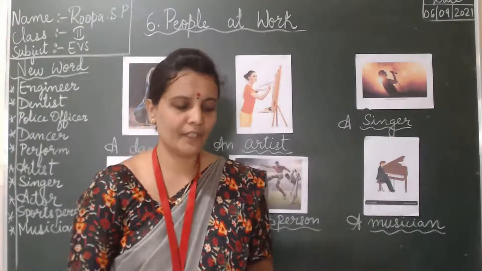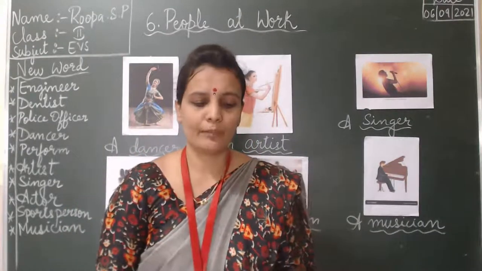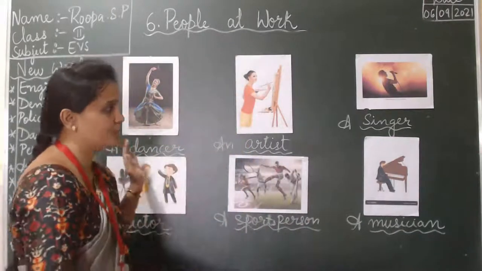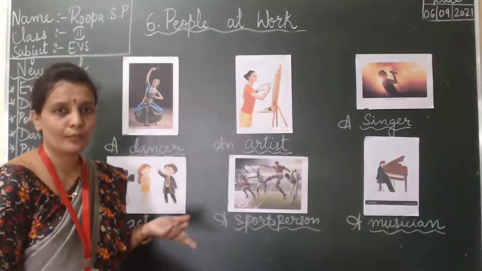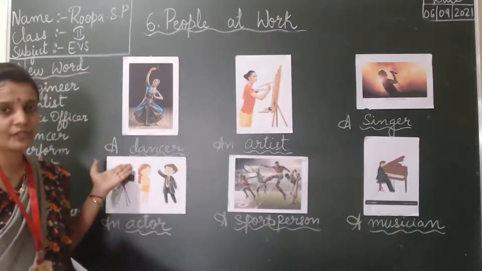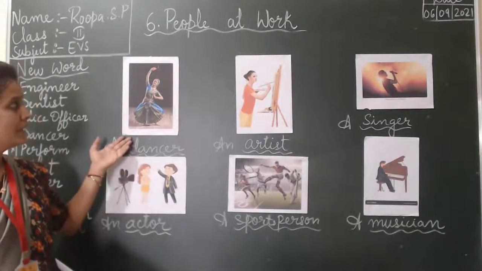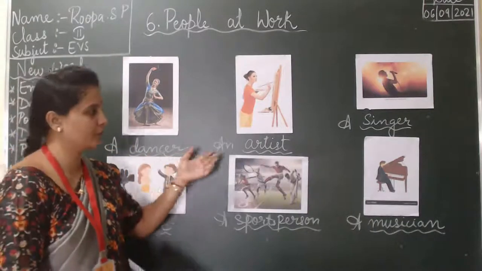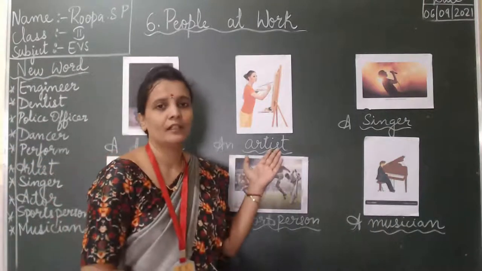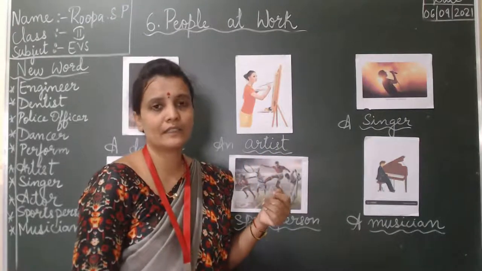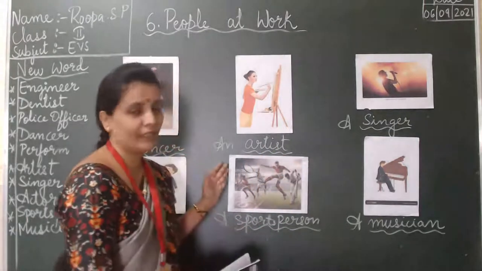These are the people who turn their hobbies into their profession. A dancer performs on stage, it might be in films, in serials. They turn their hobby into a profession. Then an artist. An artist might paint with a pencil, paints, yes, colors. This is a hobby of an artist.